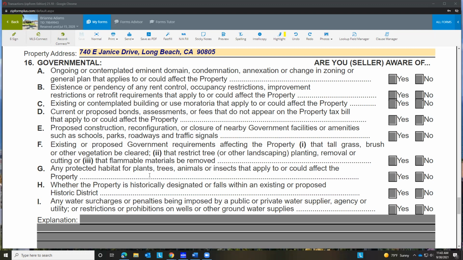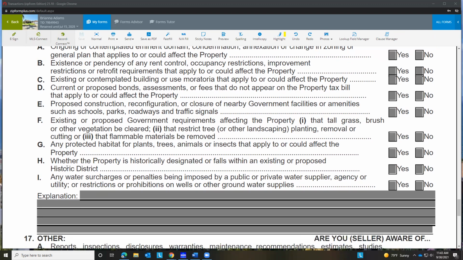Any protected habitat for plants, trees, animals, or insects that apply to or could affect the property. Gosh, you guys, if that red tree frog is a protected tree frog and it's on your property, that should be a yes. This one, a lot of times in Long Beach, is a no.